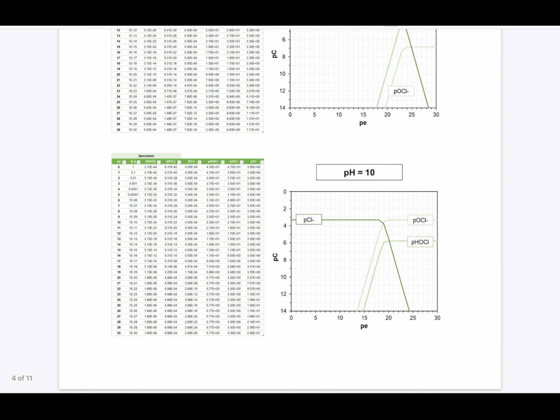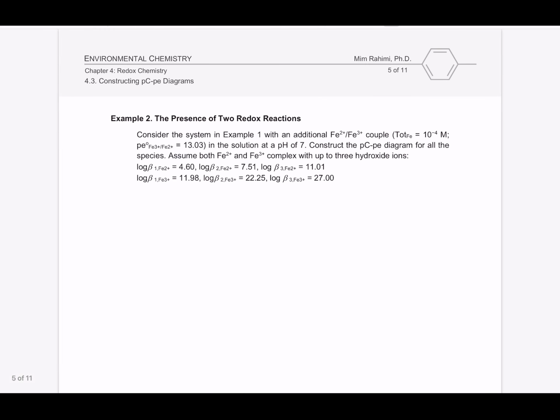So this example involved redox with one acid base. The next example would be the coexistence of two systems that don't participate in the reactions of the individuals. What it means is that we have the same system as in example 1. So basically we have HOCl, OCl minus, and Cl minus in the system.